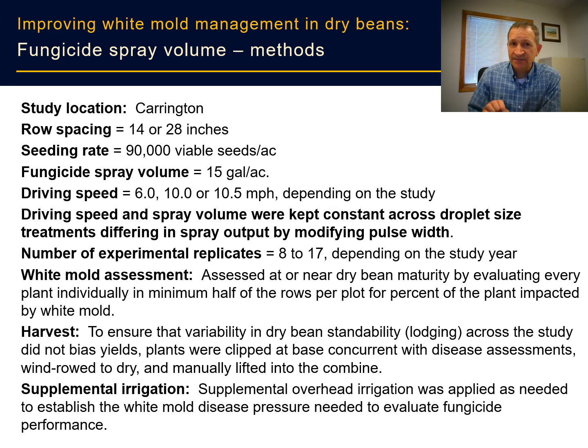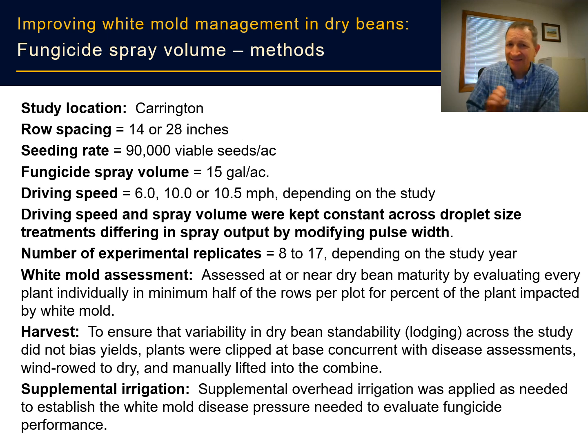We conducted testing in Carrington and Oaks, North Dakota. I know the slide just says Carrington, and that's a typo. Row spacing was either 14 or 28 inches, depending on the study. Seeding rate was 90,000 viable seeds an acre. All the treatments were applied with a tractor-mounted sprayer equipped with a pulse width modulation system. We used the pulse width modulation system to keep a constant driving speed and a constant spray volume within that study. That driving speed was either 6, 10, or 10.5 miles an hour, depending on the study. Spray volume was always 15 gallons an acre.